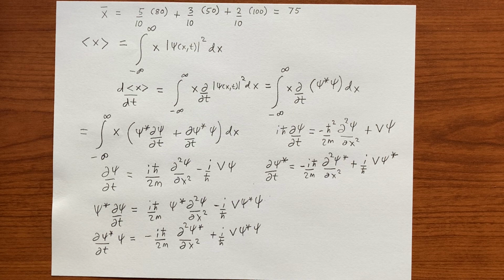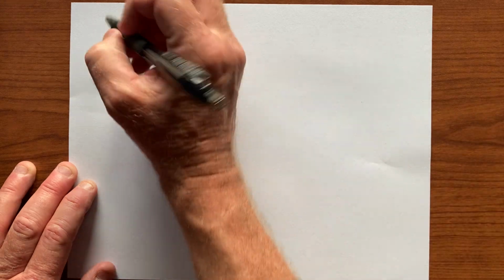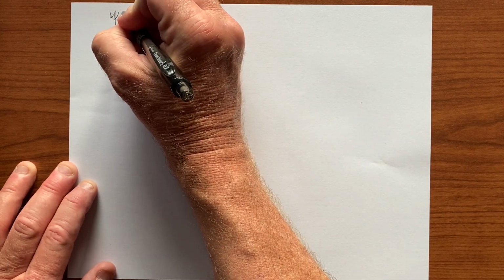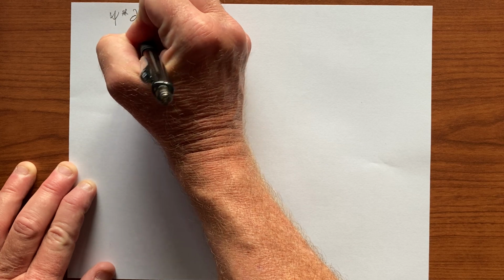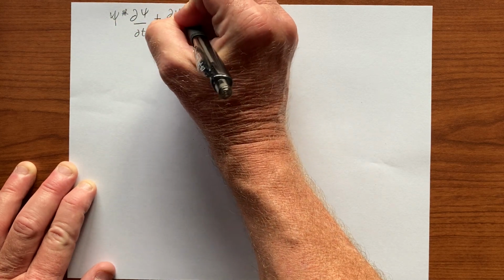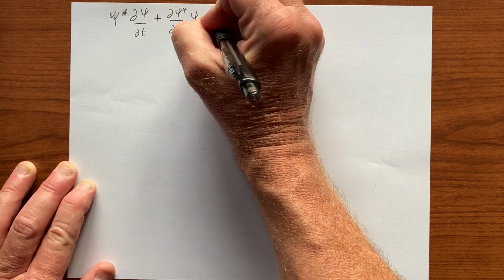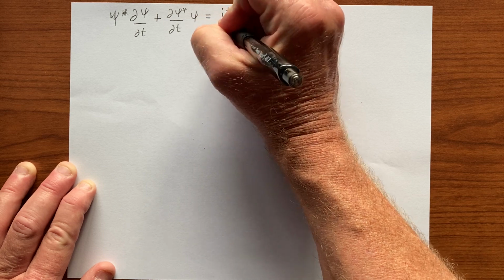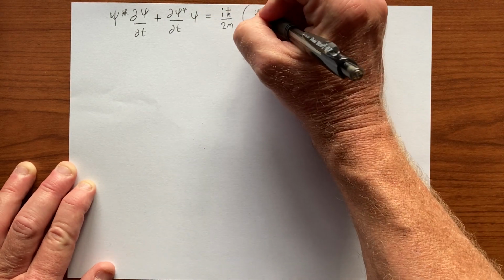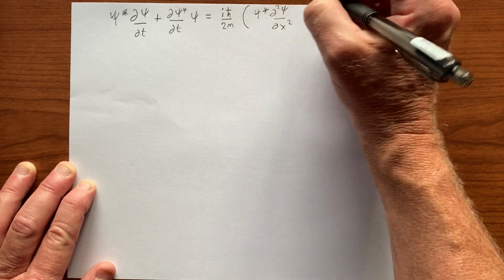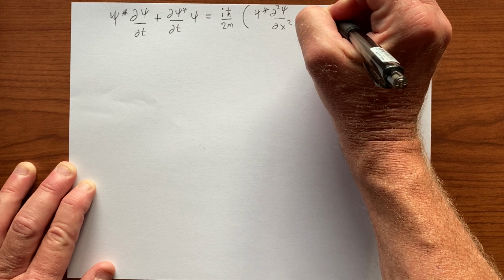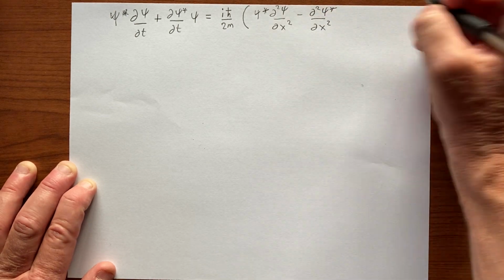And so now we can write the term that we're looking for that's in the parentheses here as we have psi star d psi by dt plus d psi star by dt times psi is equal to i h bar over 2m times psi star d2 psi in x minus d2 psi star in x psi.